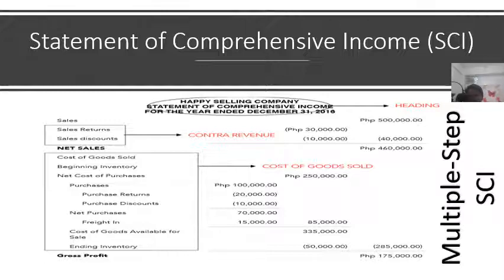So, yun na yung ending inventory. So, let's assume na 50,000 yung ending inventory. So, eto na, yung iyong cost of goods sold. So, 335,000 minus 50 equals 285. Yan na yung iyong cost of goods sold na ibabawas mo dun sa net sales na 460 sa taas. Pakitignan yung 460 sa taas. So, yan, ibabawas natin dyan yung 285,000. So, then, kukunin natin yung difference nga. So, gross profit ang tawag, 175,000.